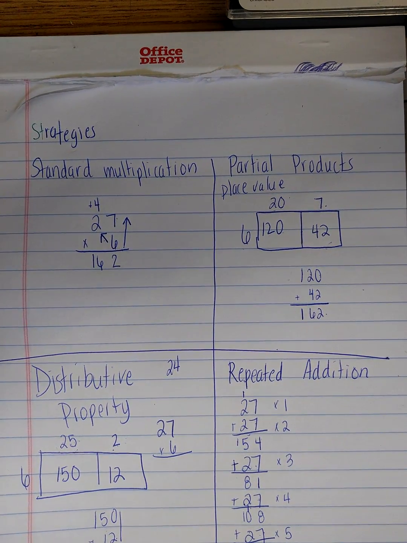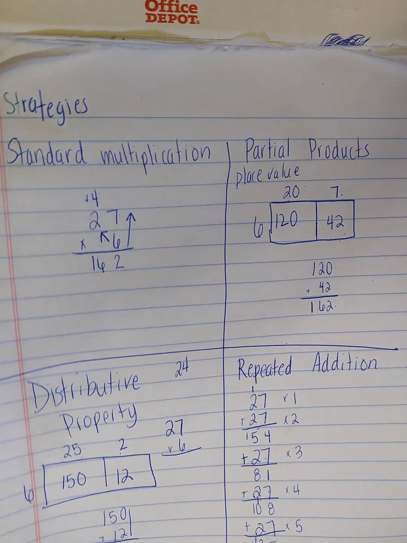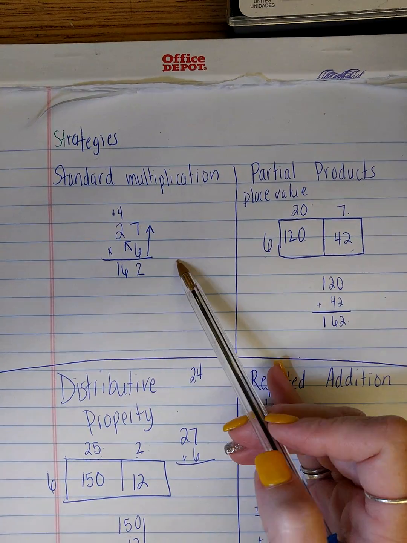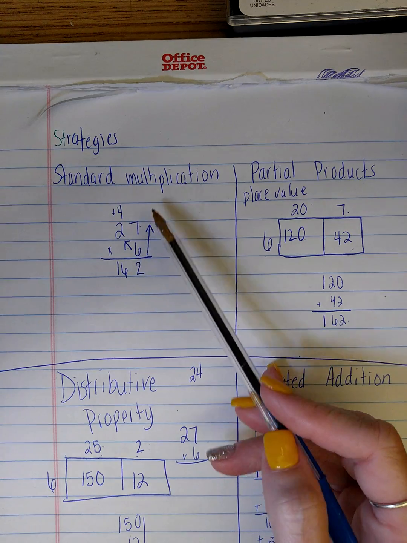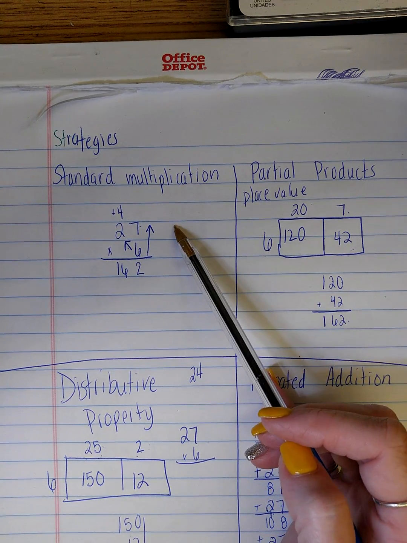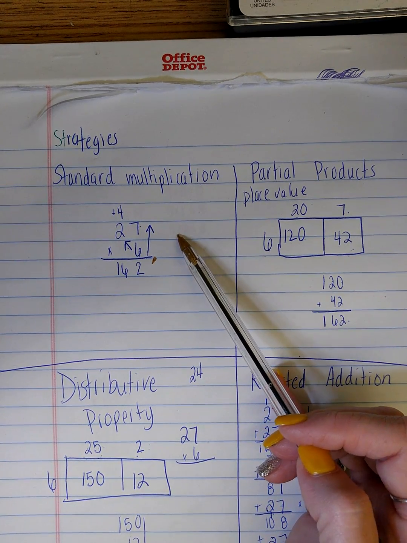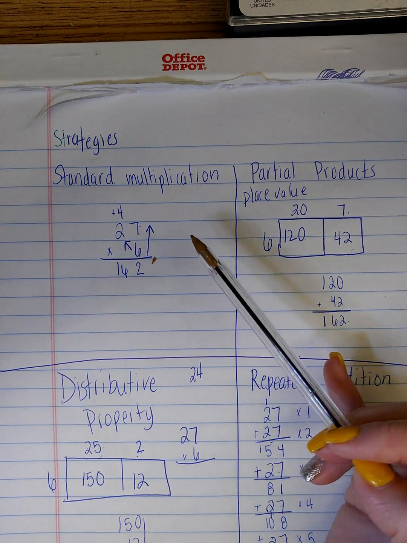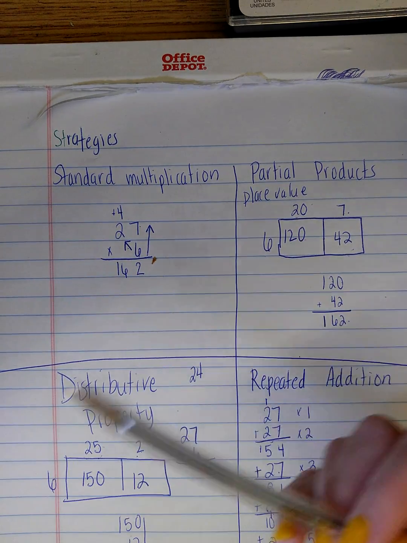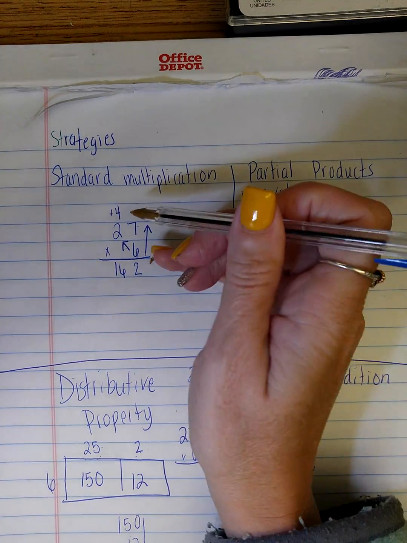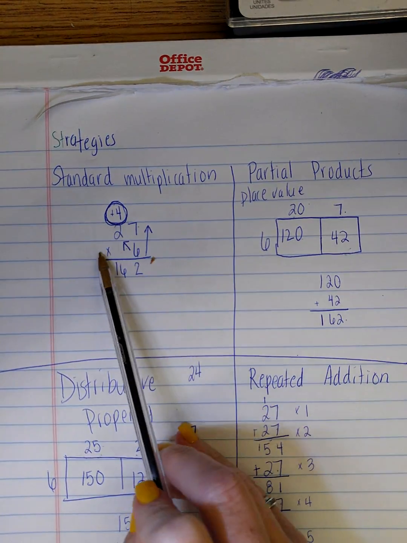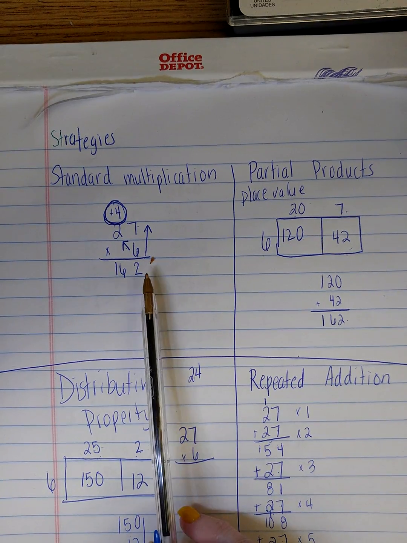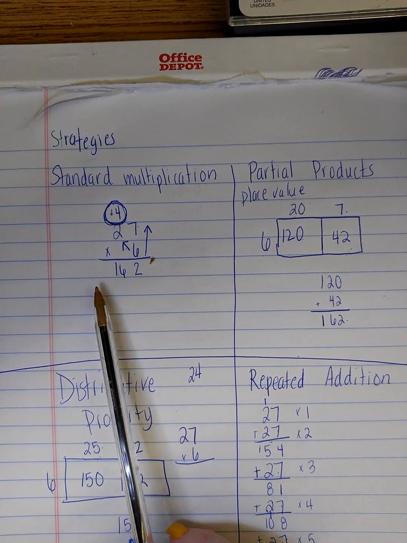Now let's quickly talk about the pros and cons to each strategy. This is standard multiplication. This is the one that pretty much everyone knows how to do. Pros are it's straightforward. The process is the same. You just keep following from the right to the left and keep adding and processing. A con is sometimes we forget to add what we regroup. That sometimes is a con with this particular strategy, and I've noticed that with kids.